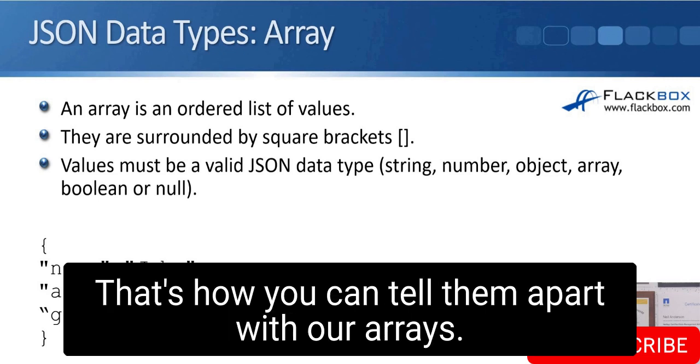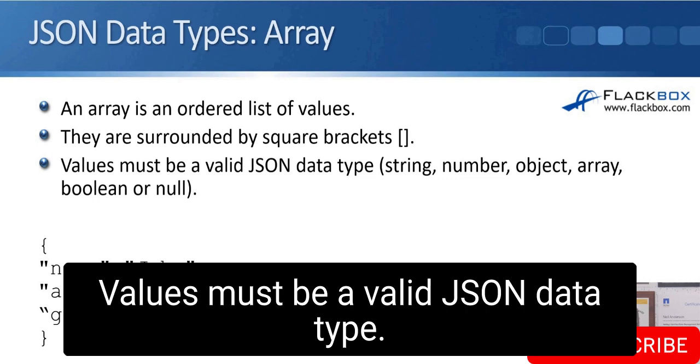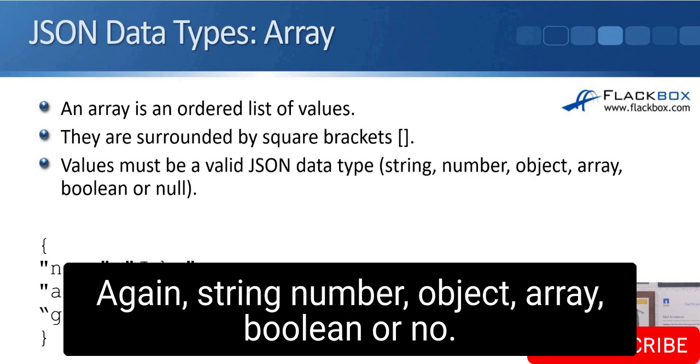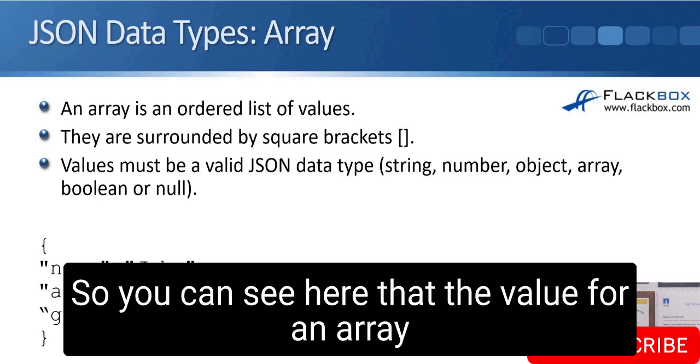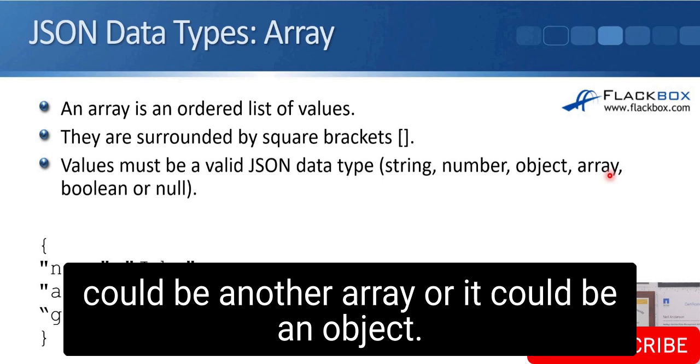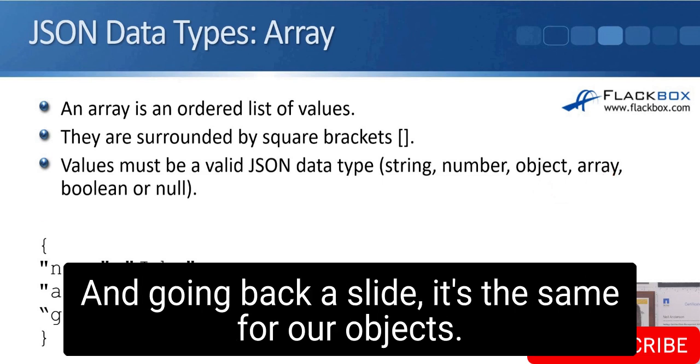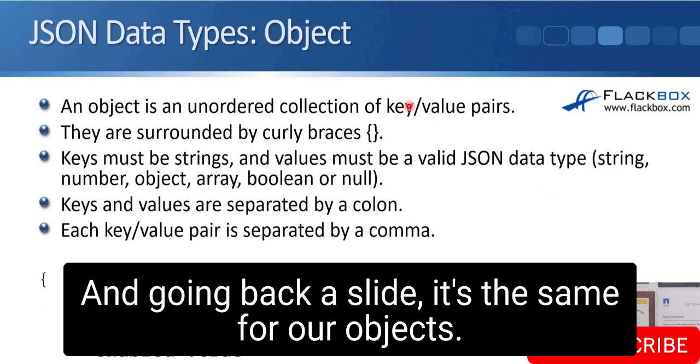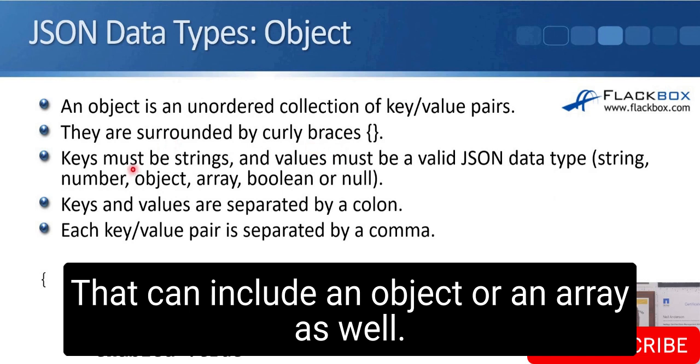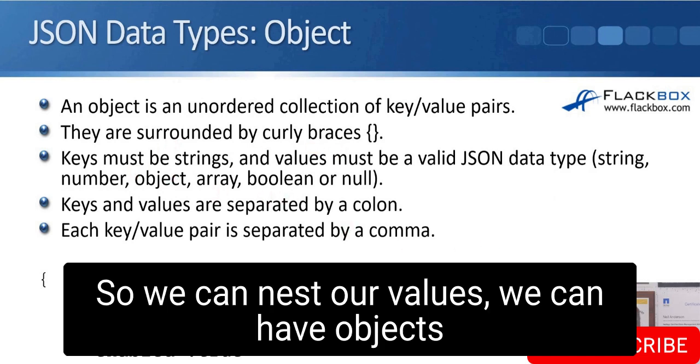So that's how you can tell them apart. With our arrays, values must be a valid JSON data type. Again, string, number, object, array, Boolean, or null. So you can see here that the value for an array could be another array, or it could be an object. And going back a slide, it's the same for our objects. That can include an object or an array as well. So we can nest our values.